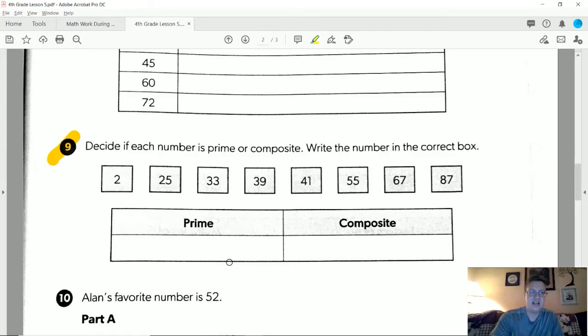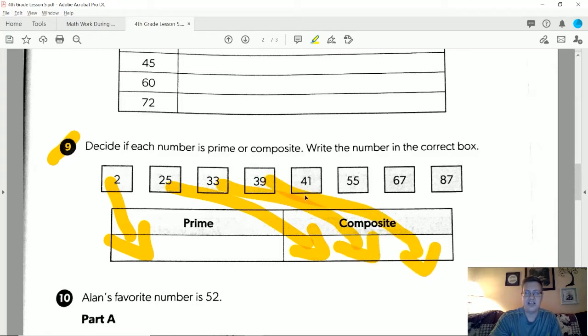Number 9, decide if each number is prime or composite. So 2, I can only count by 1 and 2 to get there, so technically 2 is a prime number. 25 is a composite because I can count by 5s to get there. 33 I can count by 3 and 11 to get there. 39 I can count by 3 and 13 to get there. 41, using my trick of adding together the two place values, I can do 4 plus 1, and that gives me 5, which is not a multiple of 3. It's an odd number, which means this one is going to be a prime number. 55, I can count by 5s to get there, so it's a composite number.